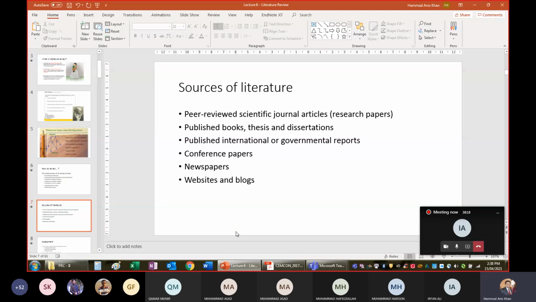What are the sources of the literature? Sources can be many. They can be research papers, books, theses, published reports by international or government bodies, conference papers, newspapers, and websites and blogs. This is the sequence. The first importance you should give to research papers, books, and theses. Then you can move to reports, conference papers, and then newspapers and websites.